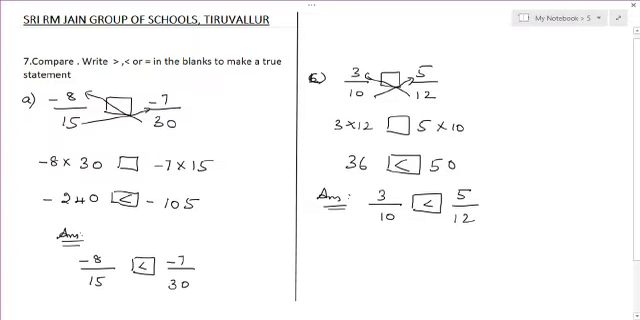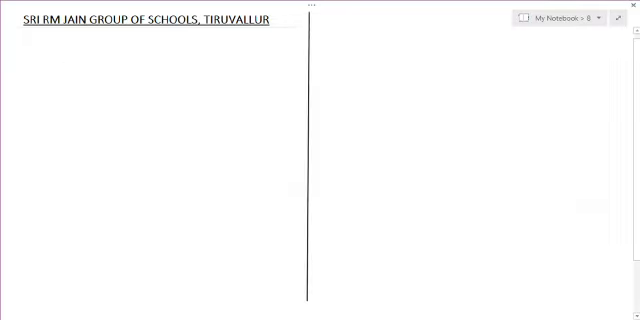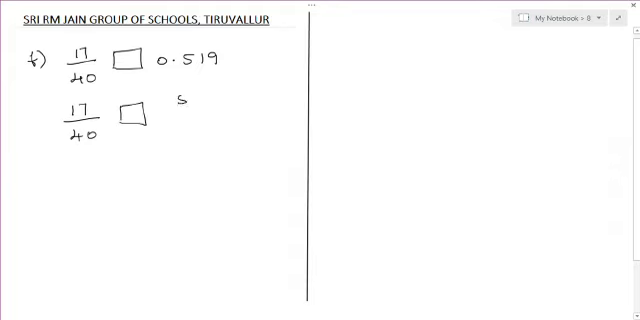Let me do F sum. Your F sum is 17 by 40. We are going to compare it with 0.519. First make the decimal to fraction form. 17 by 40, 519 divided by 1000. Why 1000, children? There are three places after the decimal point.